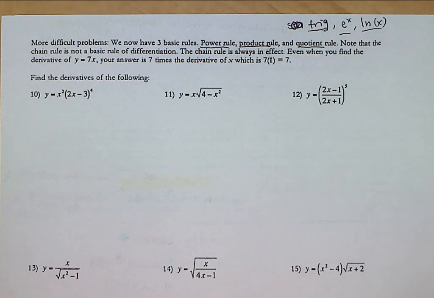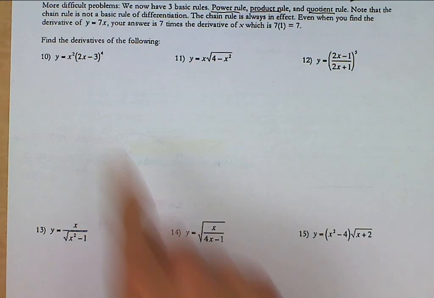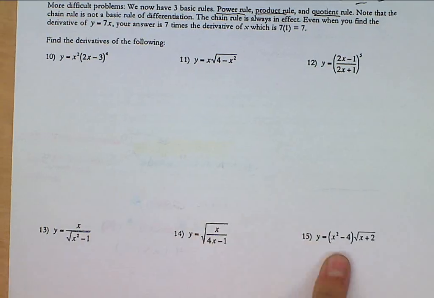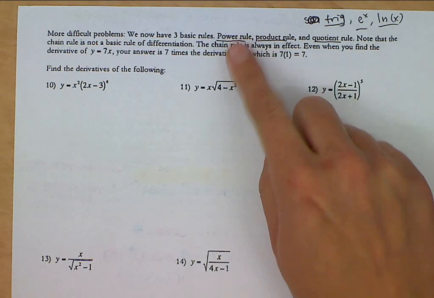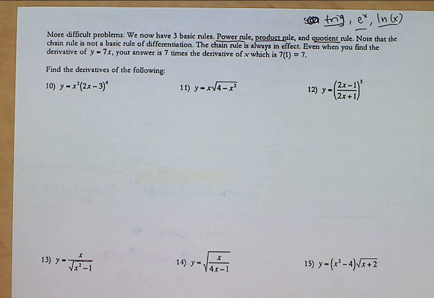So I think the first thing that I want you to do for these problems, 10 through 15, is to label which rule they're using: power, product, or quotient. And pause me and do that yourselves.